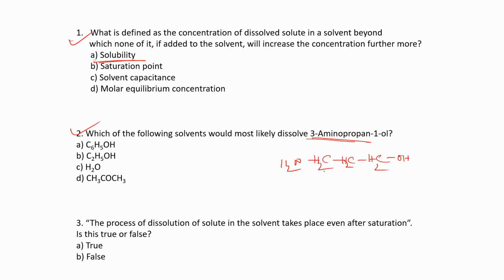This compound is more polar, because OH is there and NH2 is also there, so this is a more polar solute. So it will be soluble in the more polar solvent. So this is the phenol, this is the ethanol, this is the water, and this is the acetone. Acetone is the less polar solvent. If I compare these three solvents, water is the most polar solvent, so it will be soluble in water.